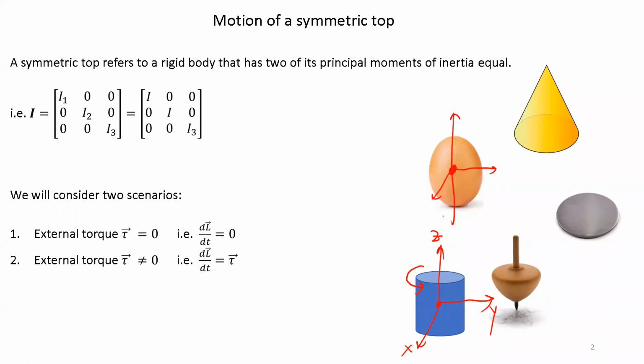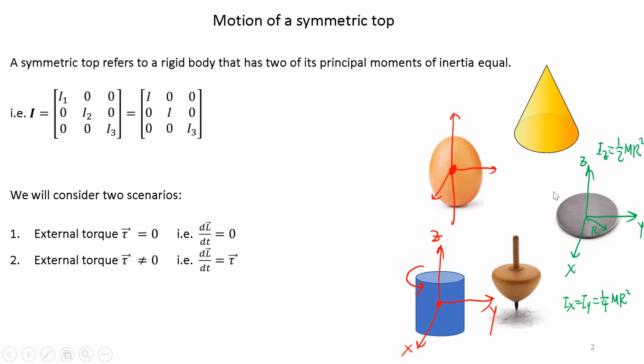So in particular, we will work with this plate. So let me give you the real numbers. In this case, Ix and Iy are both equal to 1/4 mr squared, where r, of course, is just the radius of this plate. And then Iz is 1/2 mr squared.